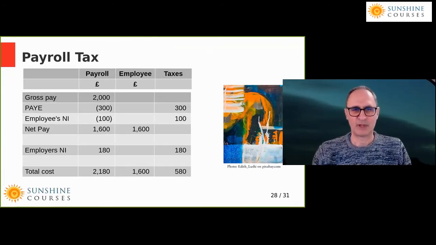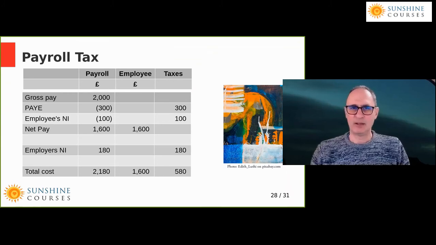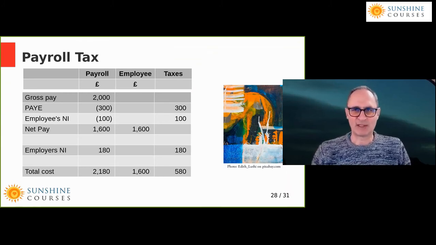Payroll taxes are a bit more complicated because the way payroll taxes work in most countries is you deduct certain taxes before you pay your employee. Plus, in addition to that, there's taxes on the employer. So in the UK, this is how payroll works. If you pay someone, for example, £2,000, the government taxes the employee £300 of tax plus £100 of national insurance.